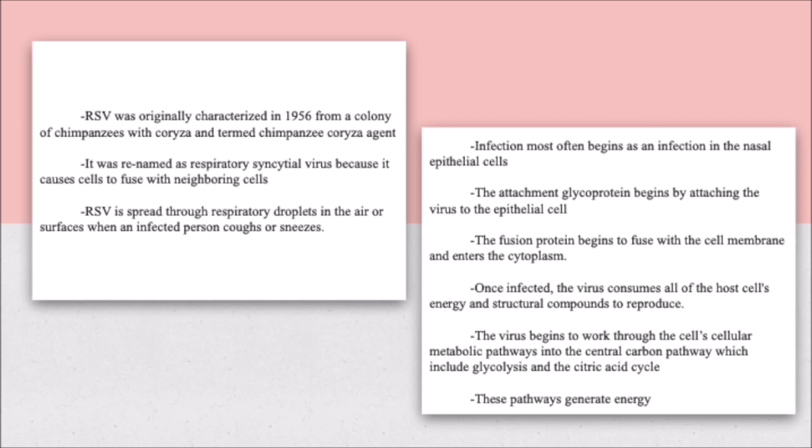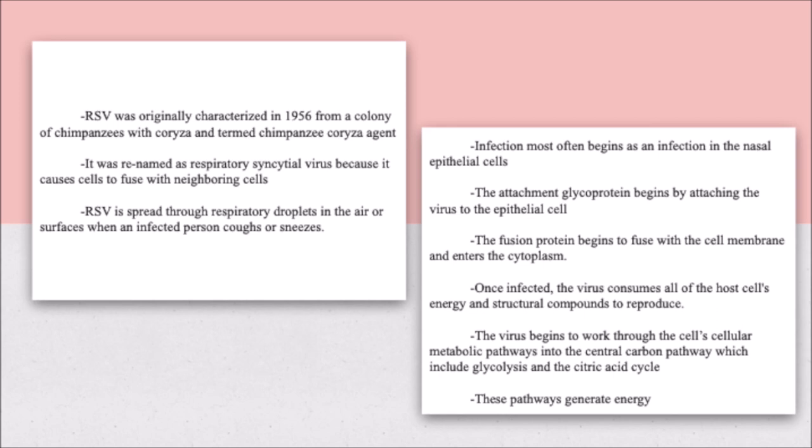It was renamed as respiratory syncytial virus because it causes cells to fuse with neighboring cells. RSV is spread through respiratory droplets in the air or surfaces when an infected person coughs or sneezes. Infection most often begins as an infection in the nasal epithelial cells. The attachment glycoprotein begins by attaching the virus to the epithelial cell. Then the fusion protein begins to fuse with the cell membrane and enters the cytoplasm.